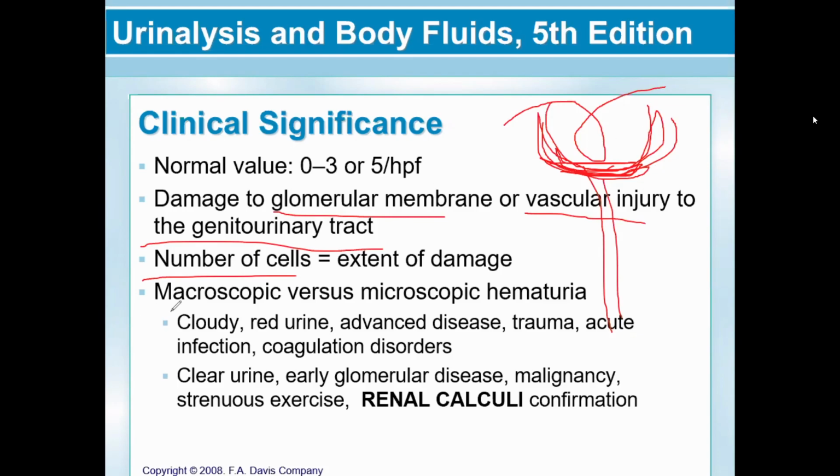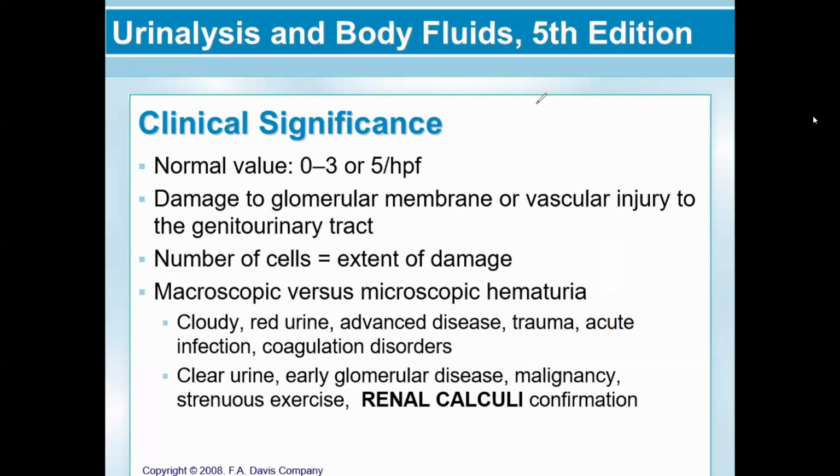So next, we have here your macroscopic versus your microscopic hematuria. So tatandaan natin, for your macroscopic hematuria, anong ibig sabihin ng macroscopic hematuria? Visible na visible, na red yung kulay ng urine natin. May dugo. Kitang-kita mo dun sa physical appearance ng urine na merong dugo siya. And this is very common sa glomerular membrane damage natin or vascular injury dun sa genitourinary tract natin.